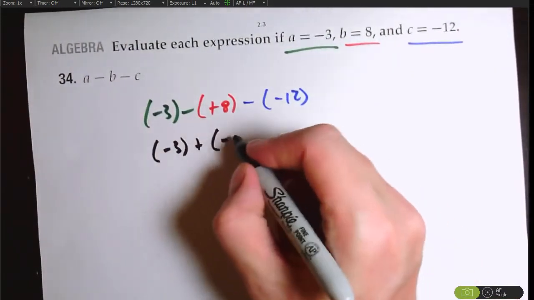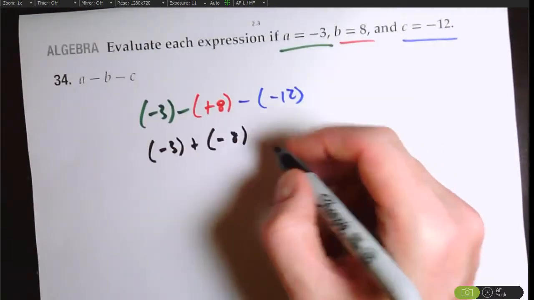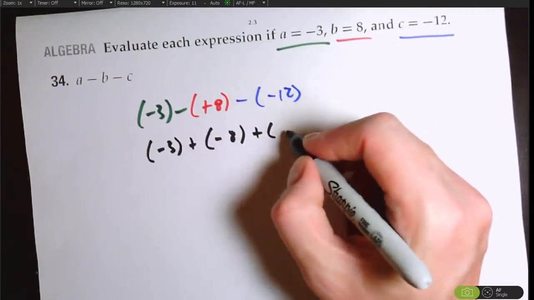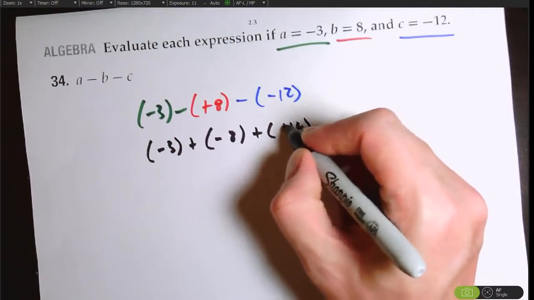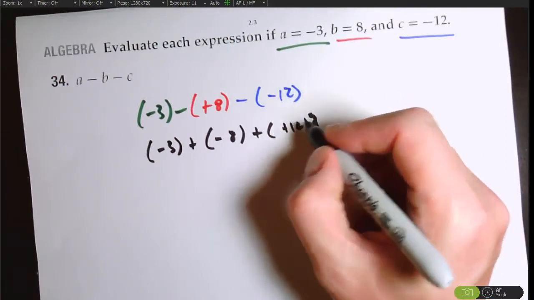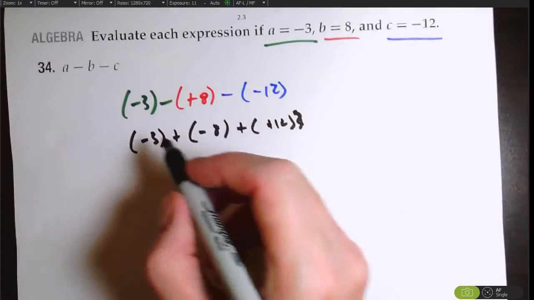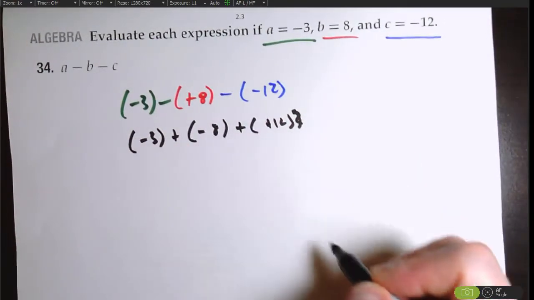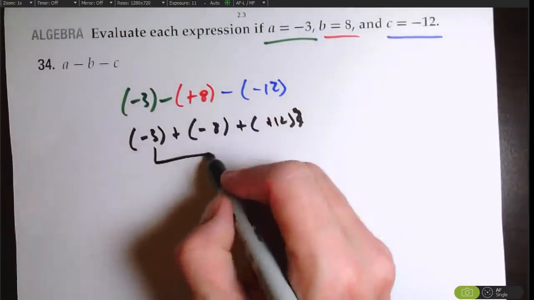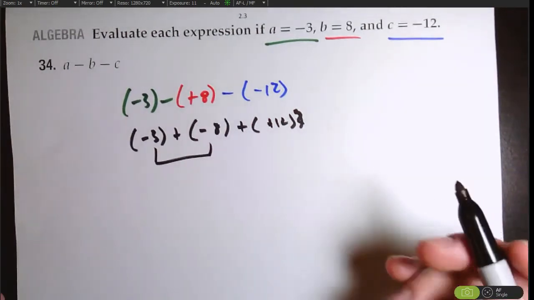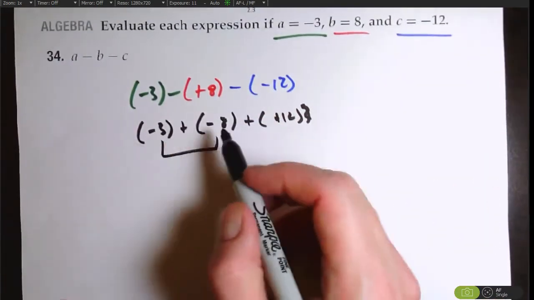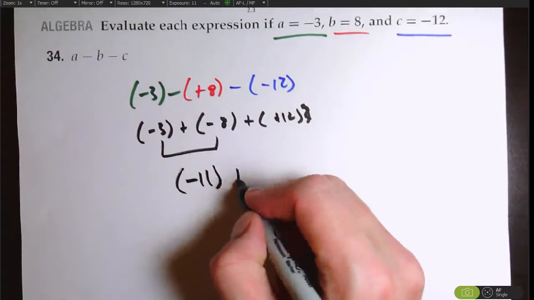plus negative 8, and then plus the opposite of negative 12, which is positive 12. That doesn't need to be there. So I have negative 3 plus negative 8 plus positive 12. Well, again, my little trick is do the negatives together first because they're going to keep the same sign. They're both going to the left. 3 and 8 together is 11, so negative 11.